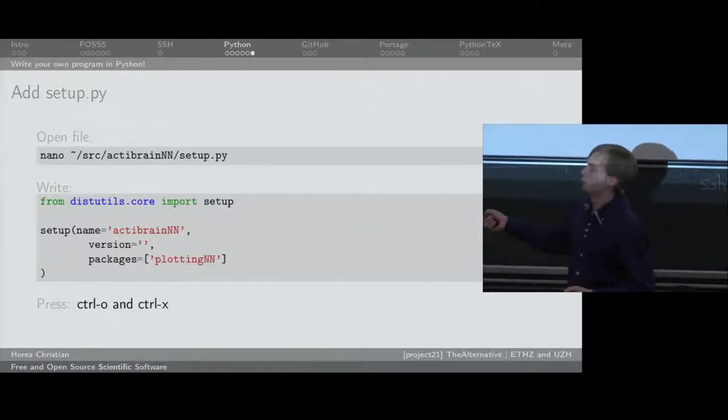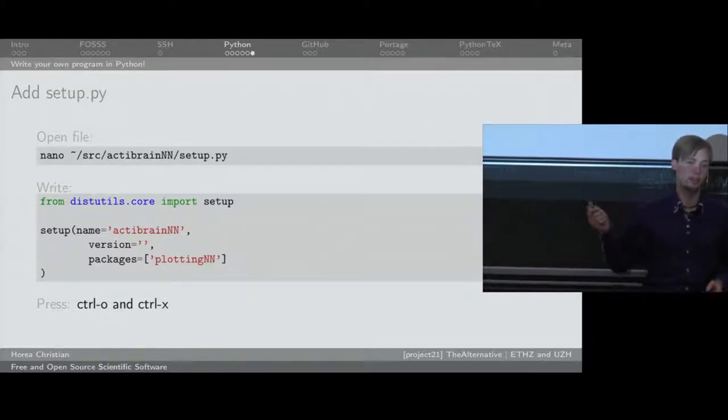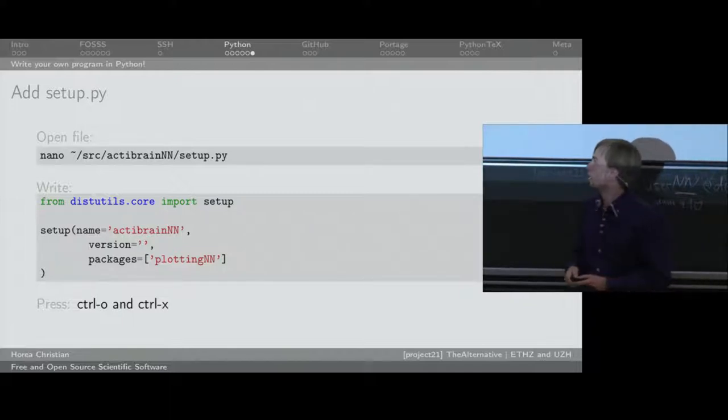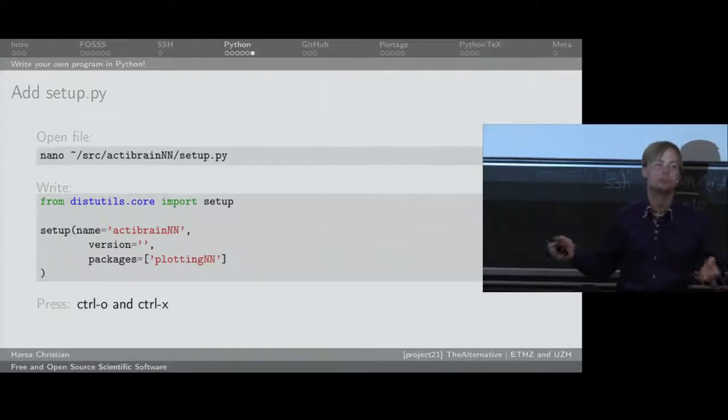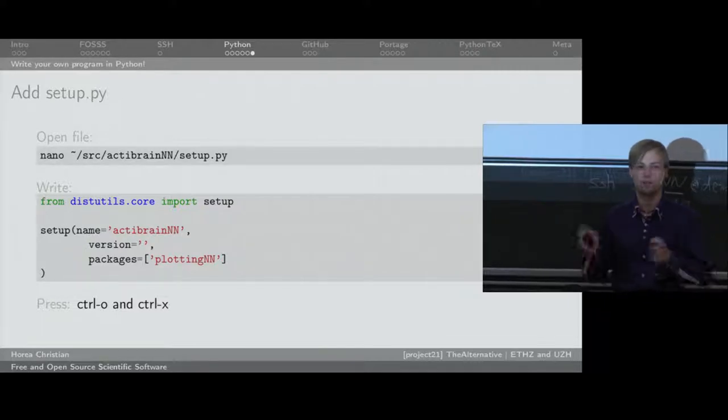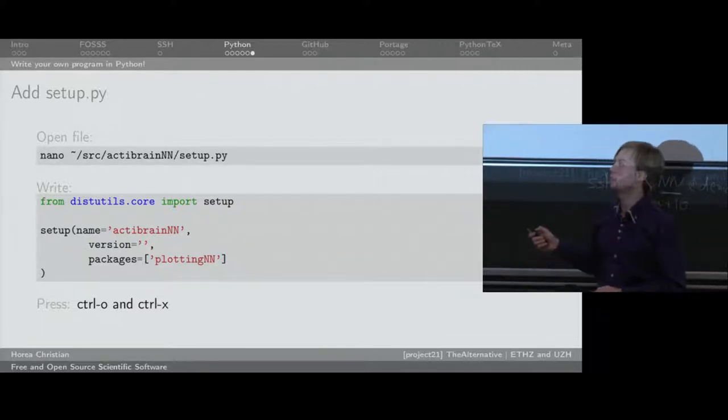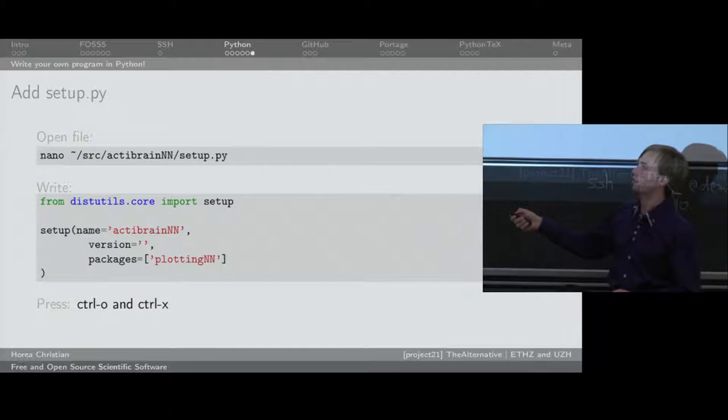And after you do that, you press Control-O to save, Enter, and Control-X. Practically what this contains, so after you import the setup function, you can pass a series of arguments to the setup function. Remember, I told you that in Python, any function can have anywhere from 0 to whatever amount of arguments. Setup can take a lot of arguments.